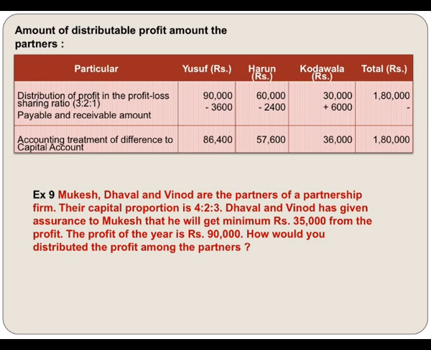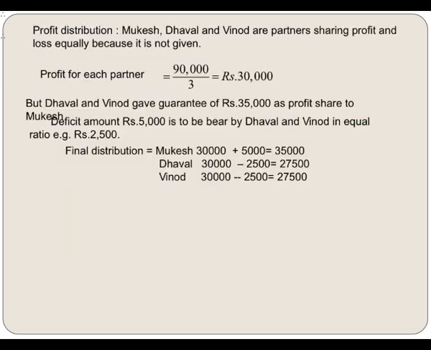Now see one more question. Mukesh, Dhaval and Vinod are the partners. Their capital proportion is 4:2:3. Dhaval and Vinod have given assurance to Mukesh that he will get a minimum of 35,000 from the profit. The profit of the firm is 90,000. How would you distribute the profit among the partners? This is also a similar question. So here the profit and loss ratio is not given, so we assume it is in equal proportion.